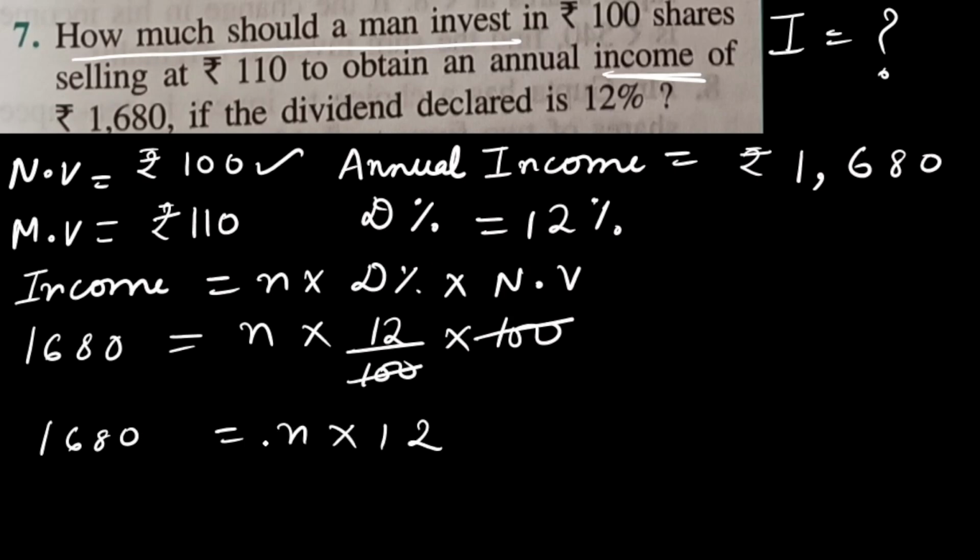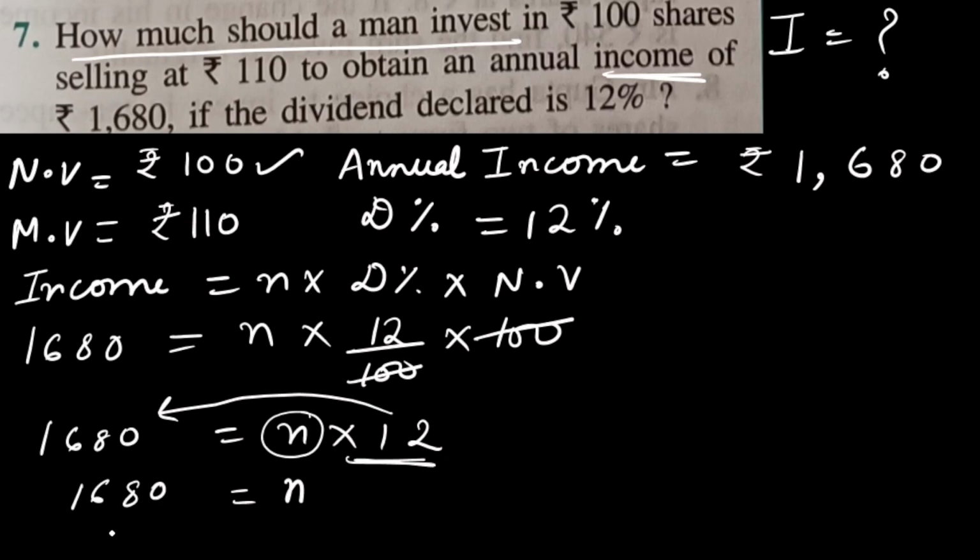Always remember this thing: whichever thing you have to find, keep that particular thing on the same side itself, and shift the other things. So here the extra thing is 12, so let's shift 12 to the other side. Remaining things stay as they are: 1680 is there, so I write it as it is, and N also as it is. N's place we don't have to change. Now 12 we have to shift. When 12 is shifted to the other side, where it was multiplied, it will get divided.